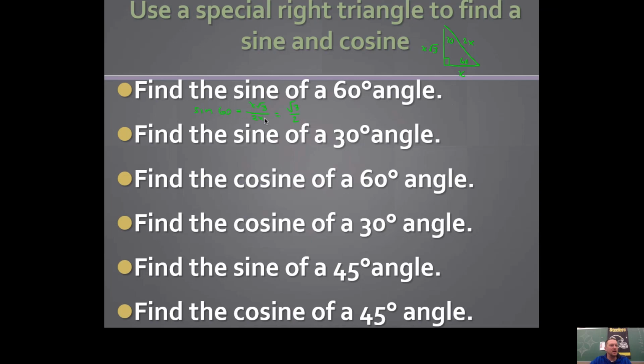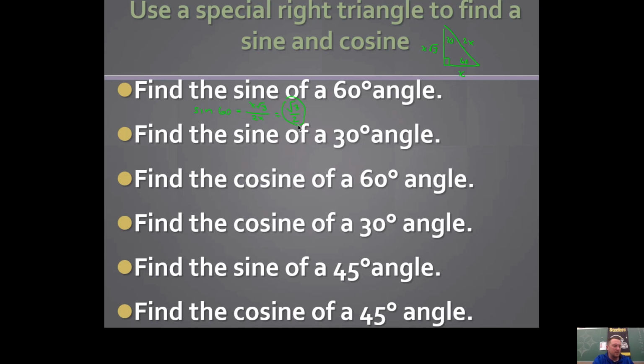And this works for any number here. That's why I used a variable. But if you wanted to put a 5 in there in both spots, the same thing's going to happen. It's going to cancel. Or you could put a 7 or a 29, whatever you want to do. But this is your ratio. Sine of 60 is square root of 3 over 2.